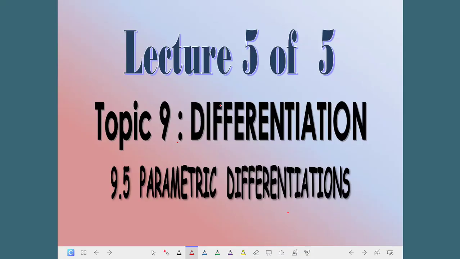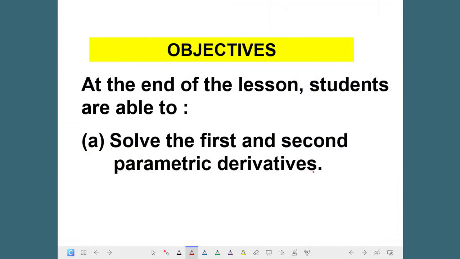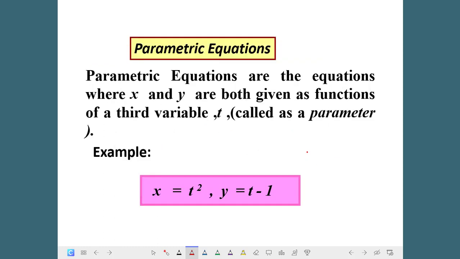Lecture 5 of 5, still differentiation, 9.5 parametric differentiation. Objective for this lecture: solve the first and second parametric derivatives.